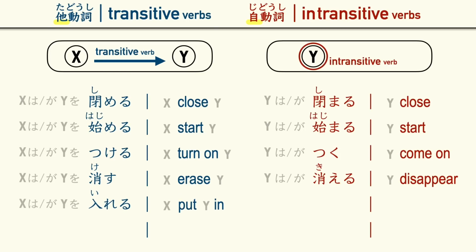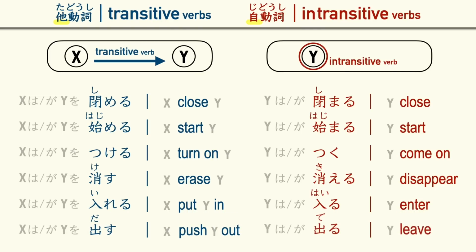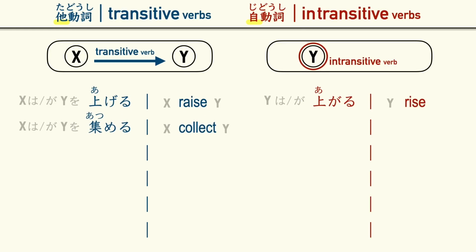Y を入れる. Put Y in. Y が入る. Y enters. Y を出す. Push Y out. Y が出る. Y leaves. Y を上げる. Raise Y. Y が上がる. Y rises. Y を集める. Collect Y.